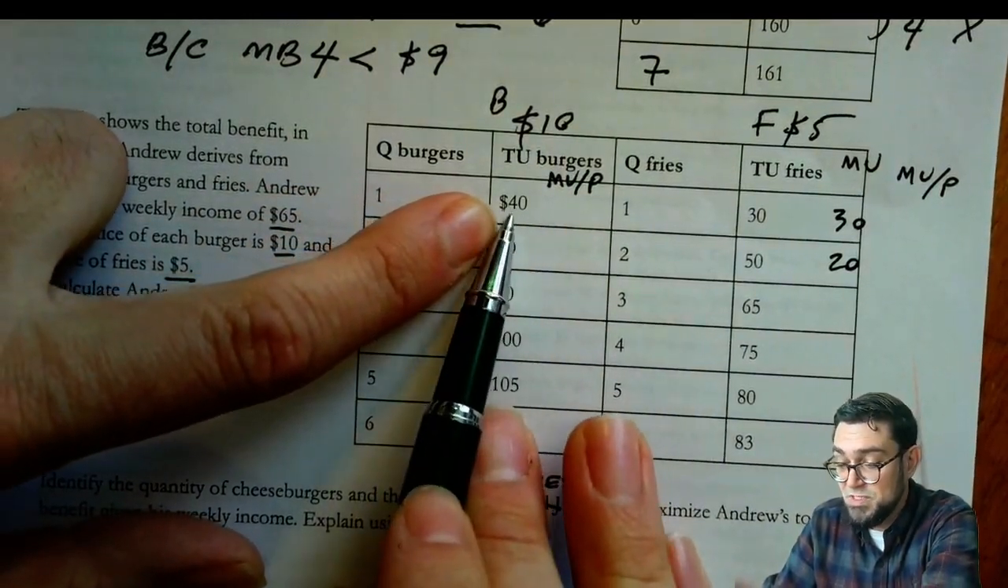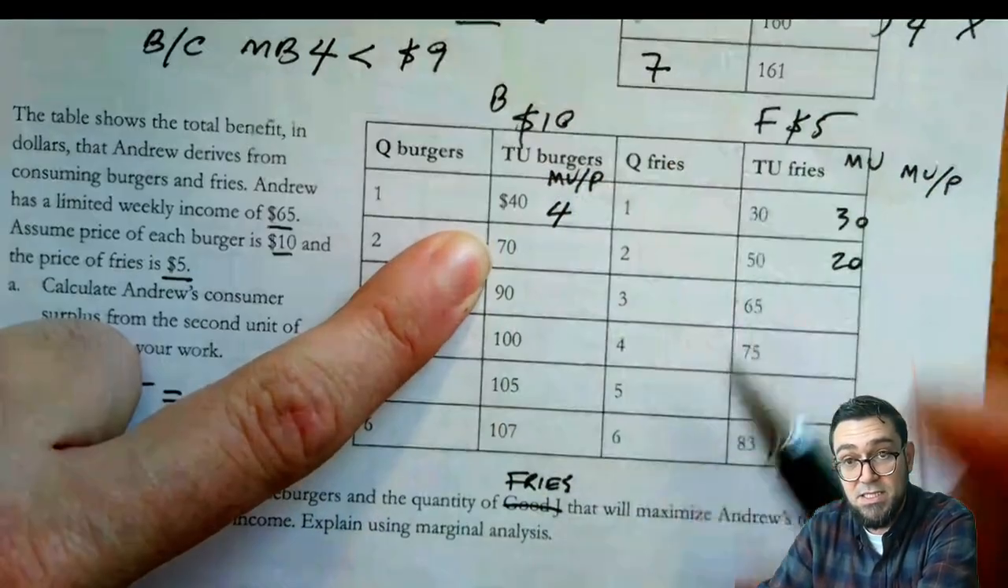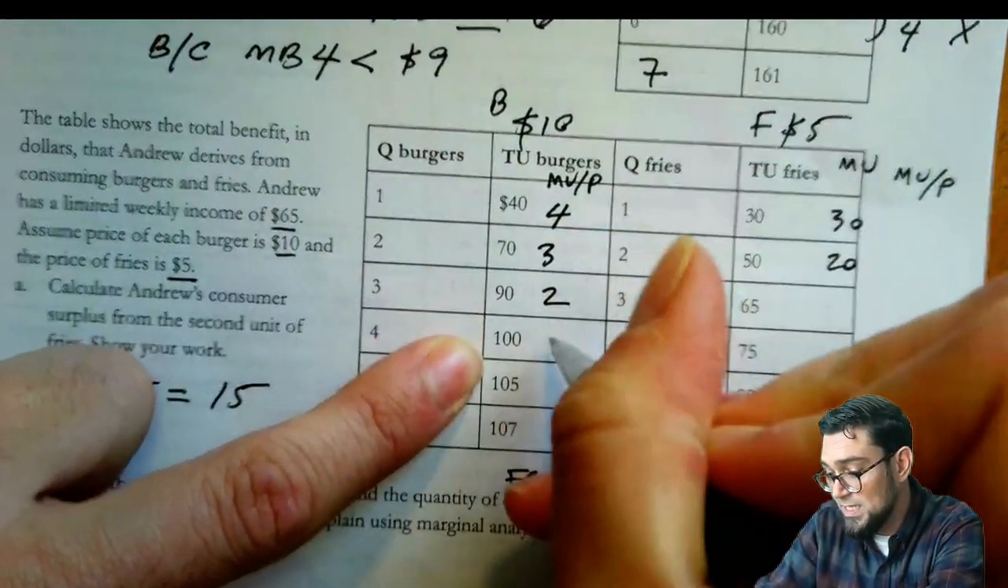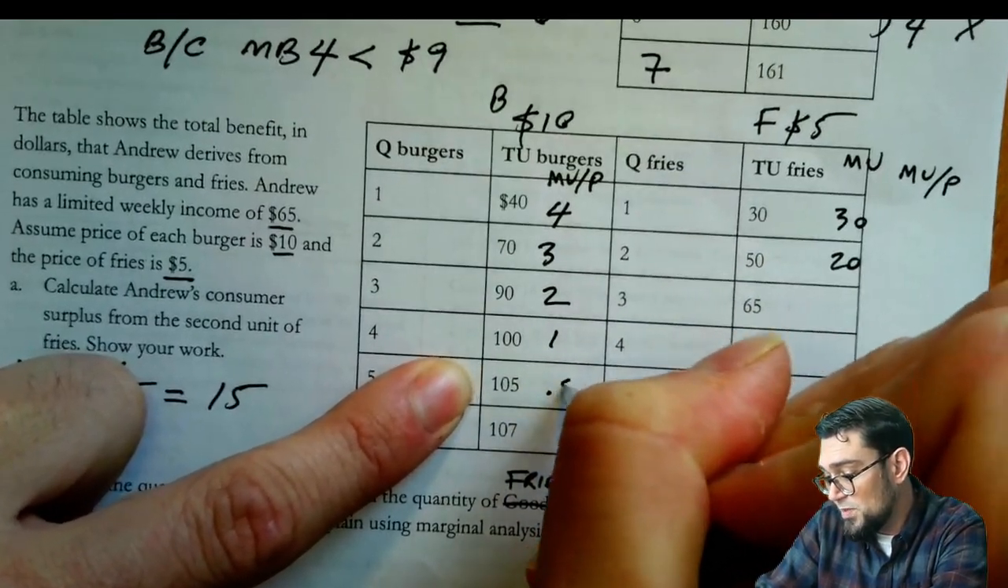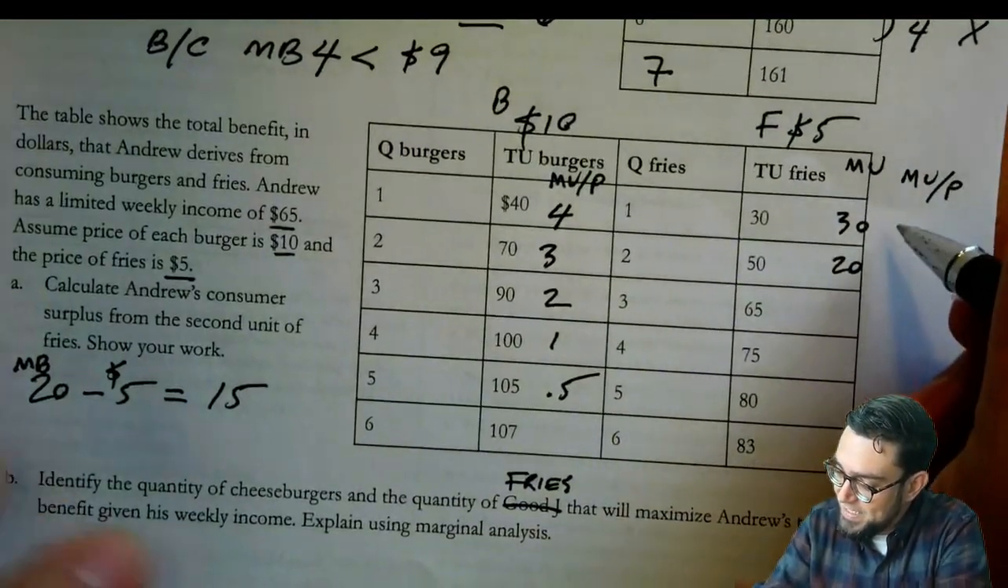So the MU for the first one is 40, divided by 10 is 4. The second one, the MU is 30, because it's 40 to 70, divided by 10 is 3. 20 divided by 10 is 2. 10 divided by 10 is 1. And 0.5, and I'm not going to mess with the last one because it's probably not going to be that one. Then I've got this side over here.